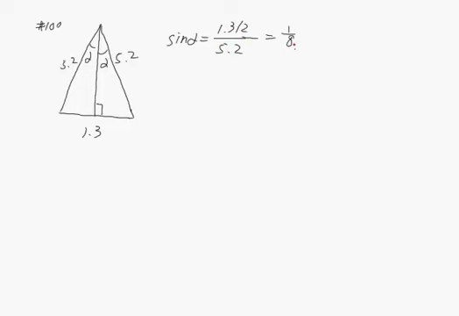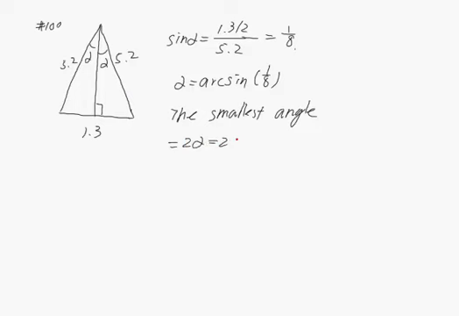And you can use the inverse sine to find alpha. So alpha is equal to arc sine of 1 over 8. Then this smallest angle in this triangle is equal to 2 times alpha. So that is equal to 2 times arc sine of 1 over 8.